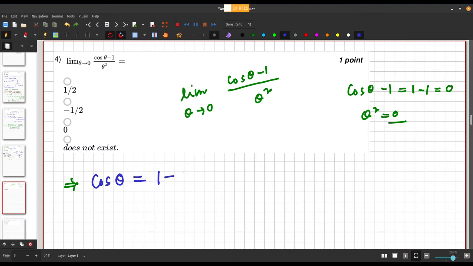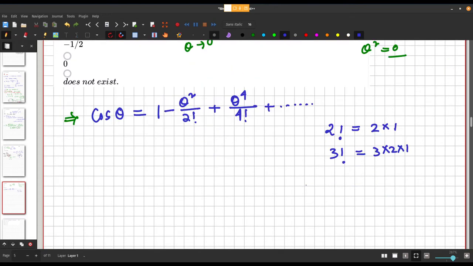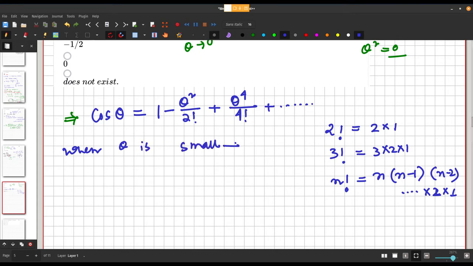And this is given by 1 minus theta square by 2 factorial plus theta to the power 4 by 4 factorial and so on. Okay, so I hope you know what factorial is. 2 factorial is 2 times 1, 3 factorial is 3 times 2 times 1. So basically n factorial will be n times n minus 1, n minus 2 until it goes to 1. And when theta is small, we can approximate cos theta using this expression.